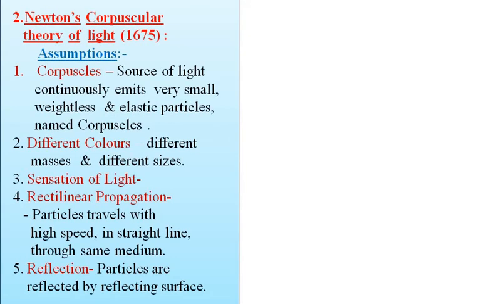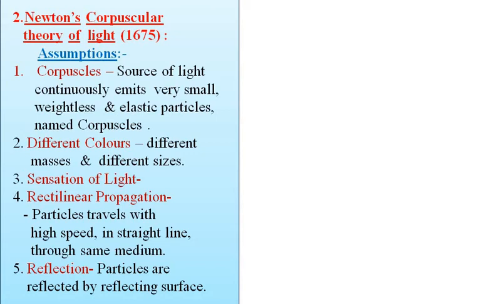The different theories of light which we have to discuss here. Newton's corpuscular theory. Newton discussed the theory in 1675. For this theory he made some assumptions. The assumptions of Newton's corpuscular theory are: according to Newton, the source of light continuously emits very small, weightless and elastic particles. Newton gave the name corpuscles to this type of particles. So the theory is named the corpuscular theory, that is, Newton's corpuscular theory.